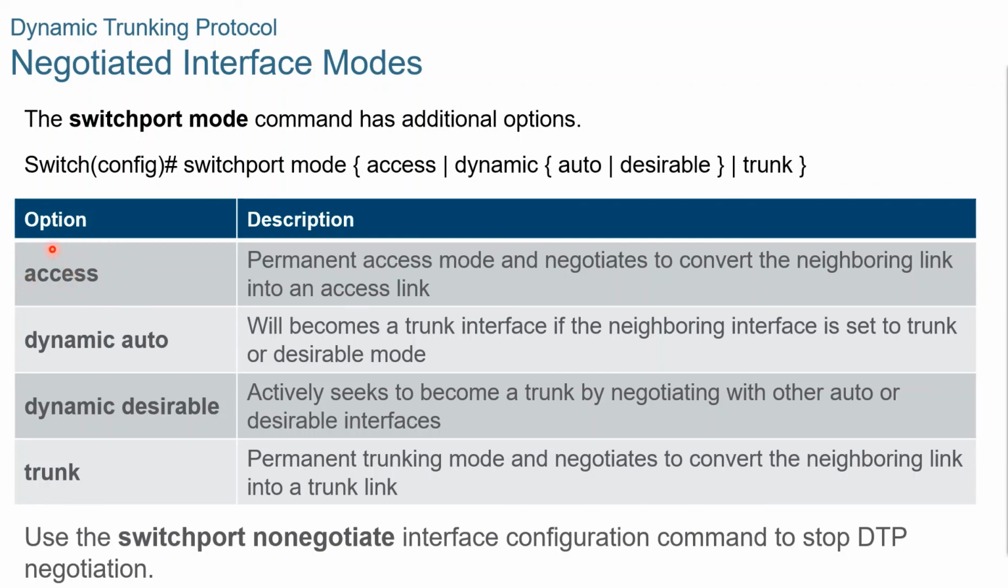be in access mode. Okay, now dynamic auto, this will become a trunk interface if the neighboring interface is set to trunk or desirable mode. Dynamic desirable, it actively seeks to become a trunk by negotiating with other auto or desirable interfaces. And trunk, it is permanent trunking mode and negotiates to convert the neighboring link into a trunk link. Okay, so we use the switchport nonegotiate interface configuration command to stop DTP negotiation.